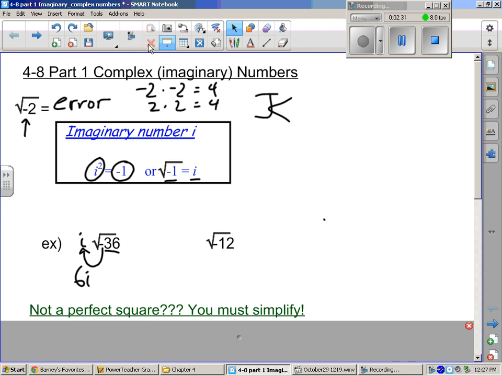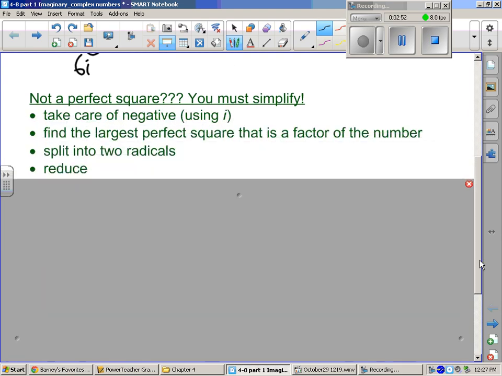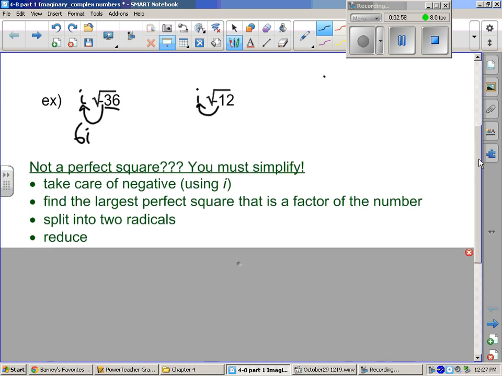All right, let's see if we have another one here. Square root of -12. Well, we don't know the square root of 12, but I can still bring the negative out, so that becomes the i. Square root of 12. Now, we need to break this down. All right, if it's not a perfect square, you must simplify. First, you take care of the negative, which we did by bringing the i out. Now we have to go back and figure out the largest perfect square that's a factor of the number. If I break this into 4 and 3, 4 is the largest perfect square. What are perfect squares? Those are numbers that have exact square roots, like 4, 9, 16, 25, all of those.